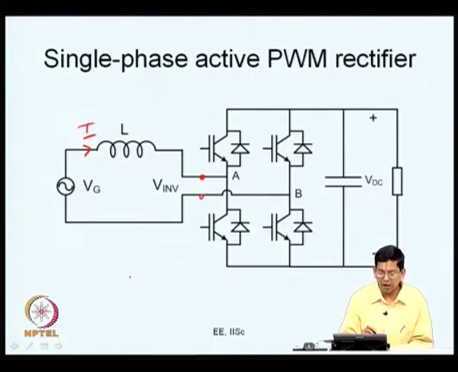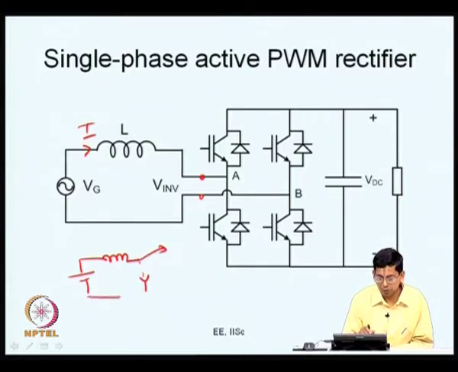This converter is a derivative of the boost converter, if you can make out. I think you can very easily understand this point, because in your boost converter, what you had was something like this. You had a voltage source and a series inductance, and you had a single pole double throw switch. This is what you had, and you had a capacitance here. You can see the similarity, except the voltage source is not a DC now, it is an AC source. It is a variable source now.